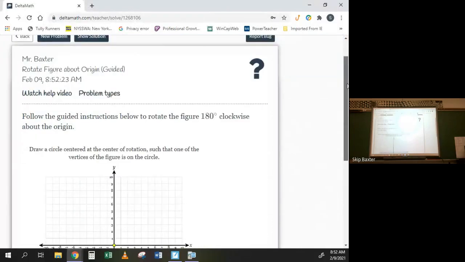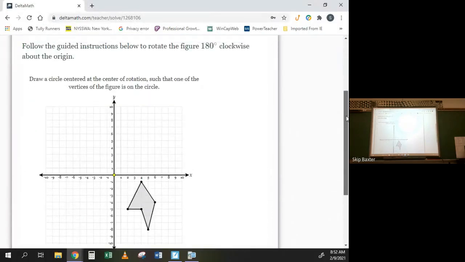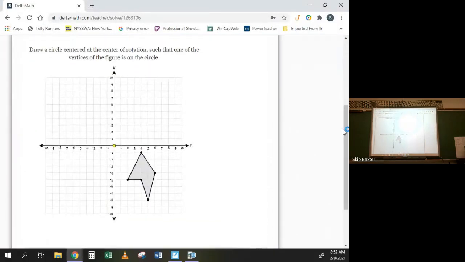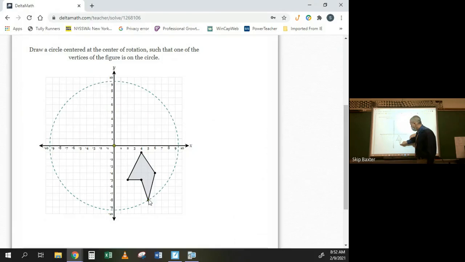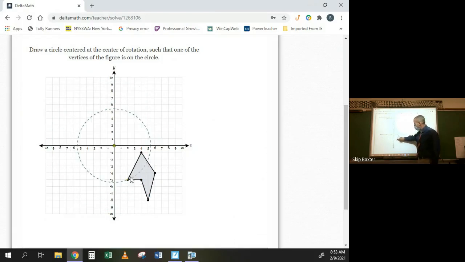So they're going to give you a step-by-step process to follow. It says, first, draw a circle centered at the center of rotation, which is the origin, such that one of the vertices of the figure is on the circle. So all you need to do is start at this yellow dot and make a circle that goes through one of these points. It really doesn't matter. You can go through any of the 5 points that you want. I'll have it go through that point.